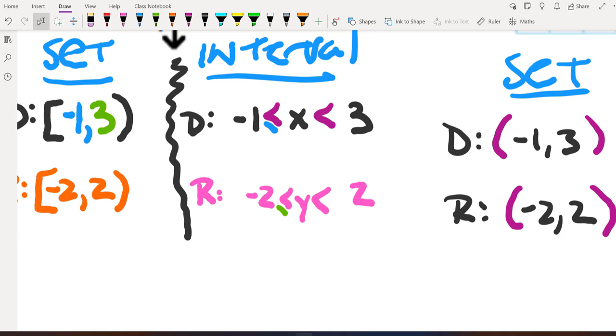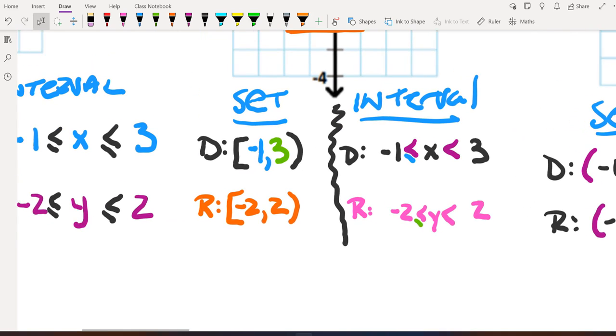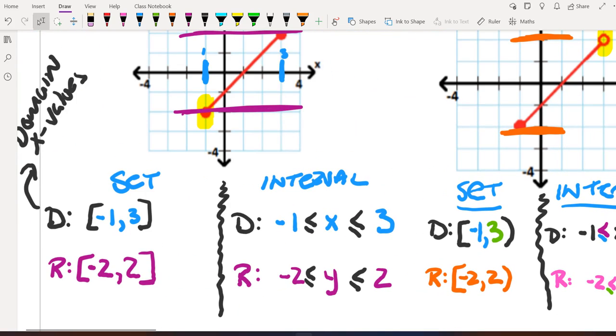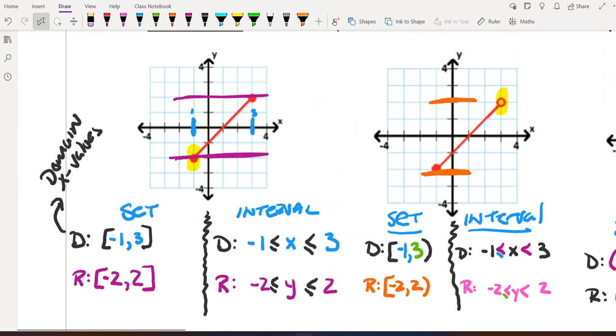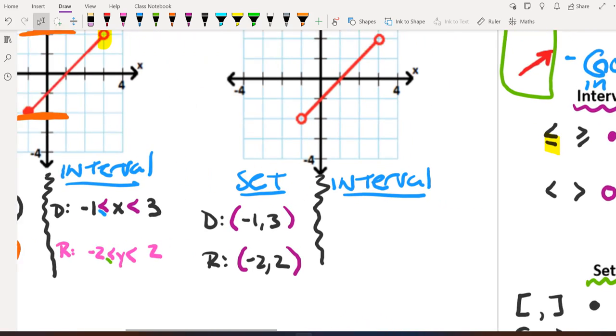How come the other one over there had a line under it? Which one? The previous one when we were talking about it? Yeah. Because that one was a solid dot. Oh, okay. So the graph changed a little bit.